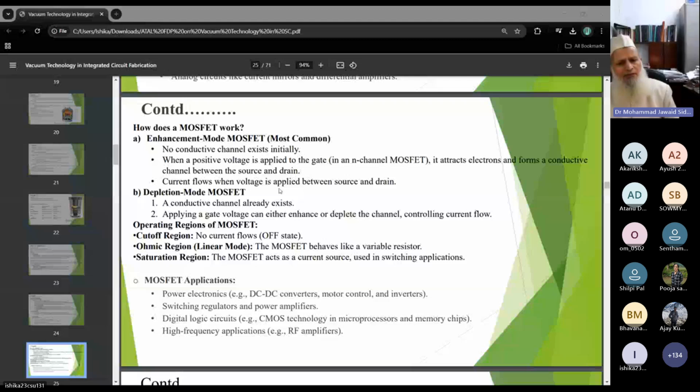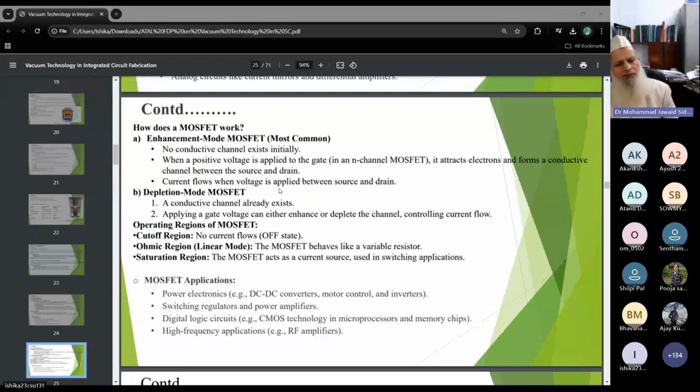In a MOSFET, we have two regions only: the triode region, which is also known as the linear region, and saturation. Cutoff, you can say, is if the gate voltage is less than the threshold voltage VTH, then it is in cutoff and no current will flow. So that is the cutoff.